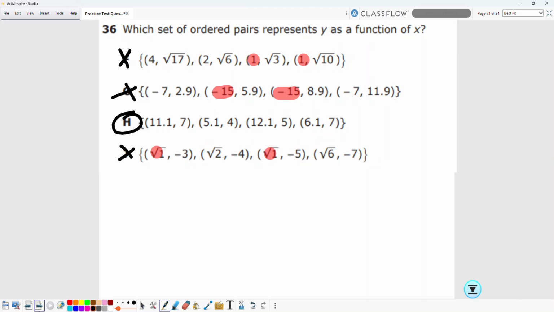Okay, let's check. And indeed, H is the right answer. There you have it.